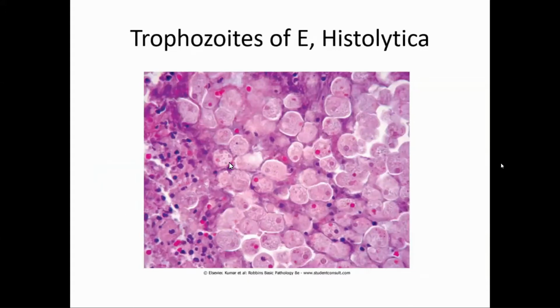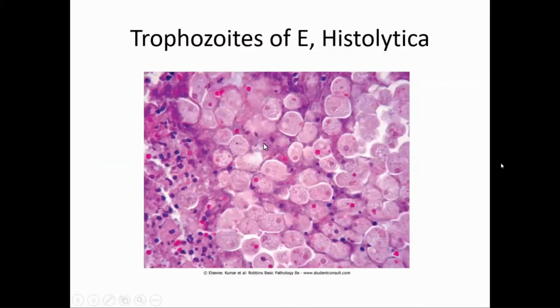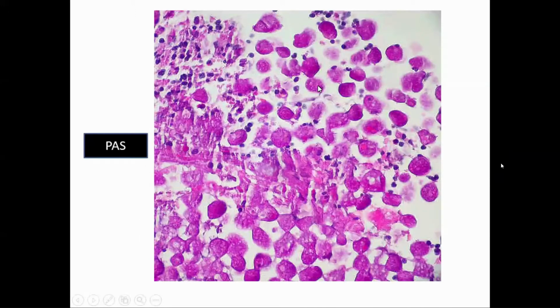Now these are the trophozoites. You can see these are 6 to 40 micrometers, so they are large. And see, the nucleus is this. These are the nuclei. And these red cells are erythrocytes. These trophozoites have engulfed the RBCs. This is the HE stain, and this is the PAS stain.